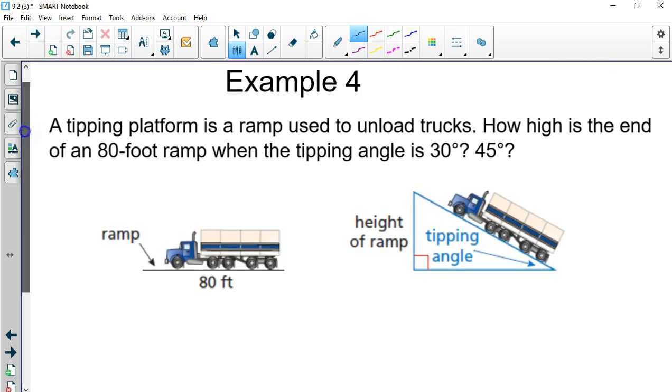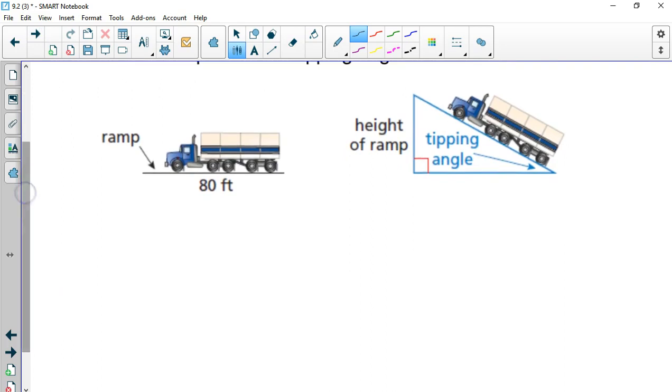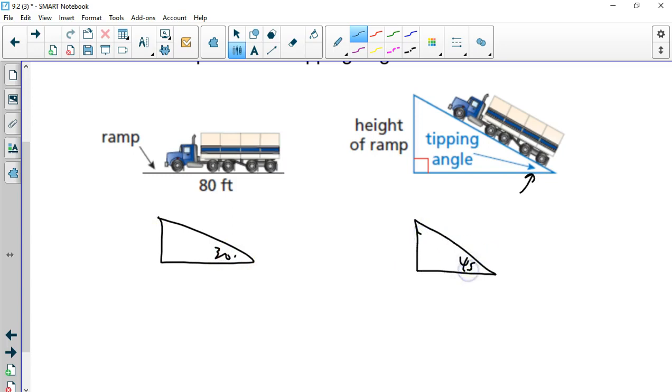Okay, last example. We have this ramp. It's going to be elevated 30 degrees and 45 degrees right here at the tipping angle. So we're going to have two triangles. We're going to have one with a 30-degree angle and one with a 45-degree angle. Now the 80 is the ramp, and we're trying to find the height. Now 80 is the hypotenuse, the longest side.